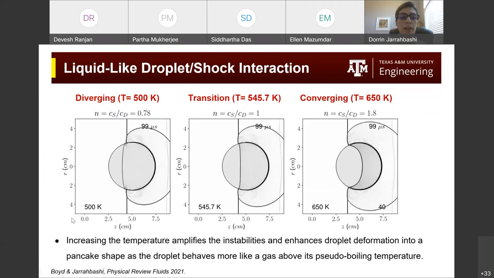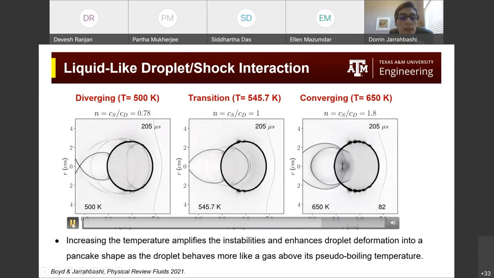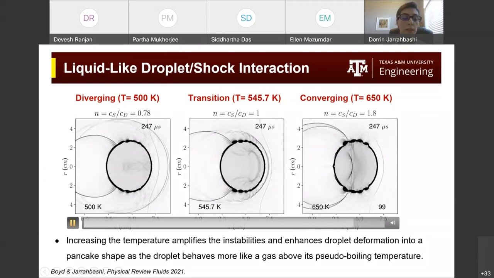The diverging case is a specific and different diverging case compared to the helium bubble. The main reason is that the acoustic impedance mismatch for the n-dodecane is positive, whereas for the helium it is negative. So the reflected wave would be a shock wave, compared to the helium bubble.